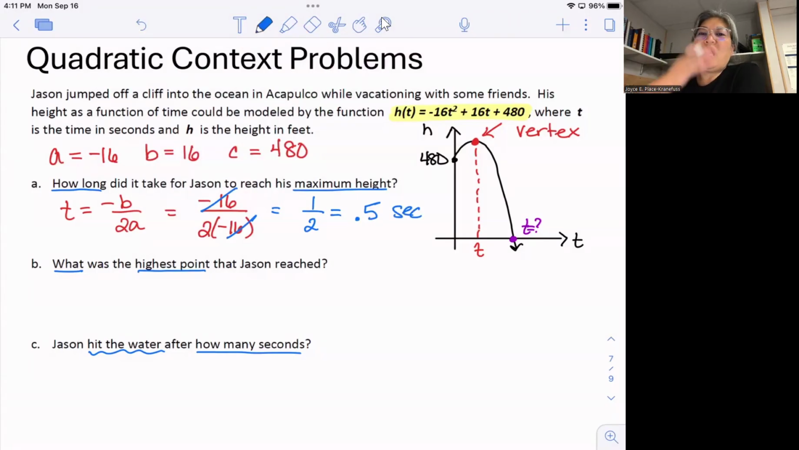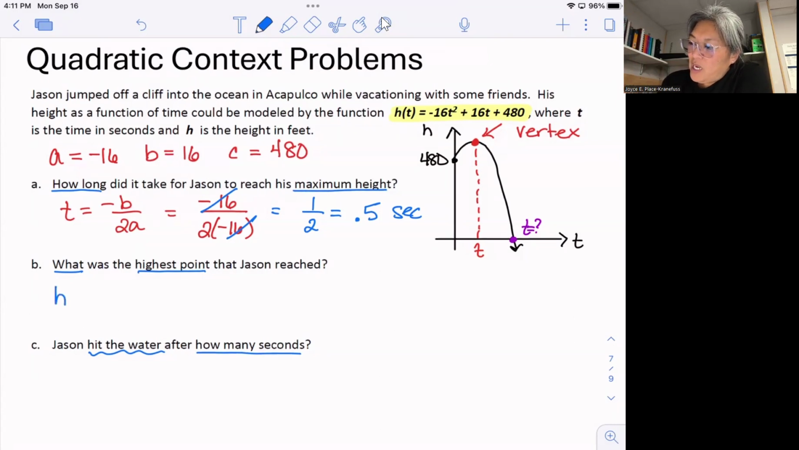So the question is, when I substitute in that 0.5 seconds, how high is his maximum? Well, then I'm going to do h of 0.5. So that's going to be negative 16 times 0.5 squared plus 16 times 0.5 plus 480.